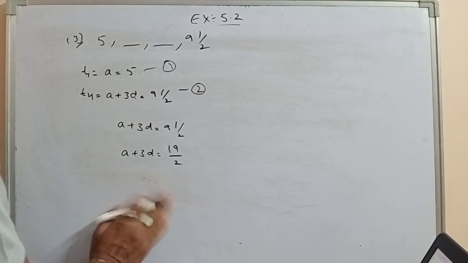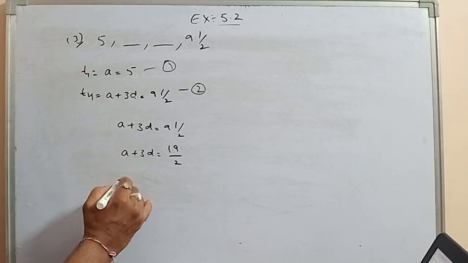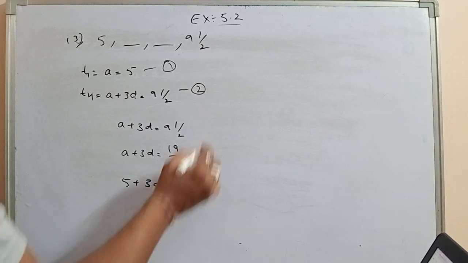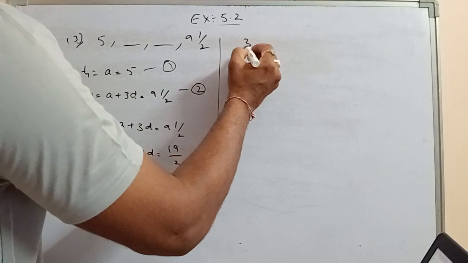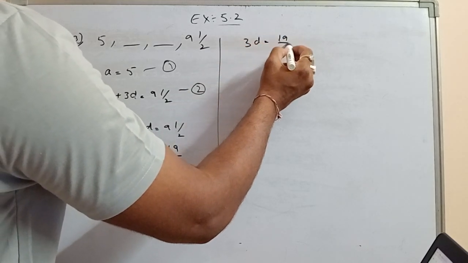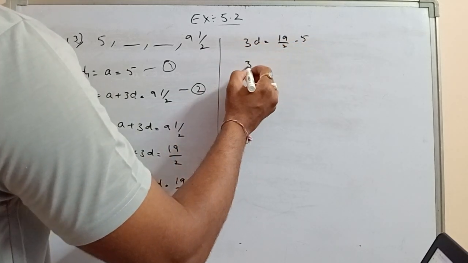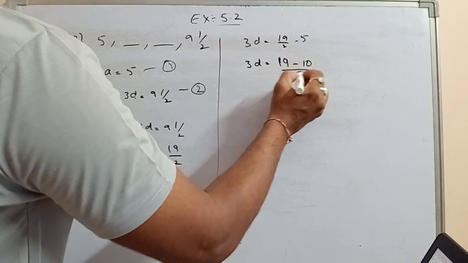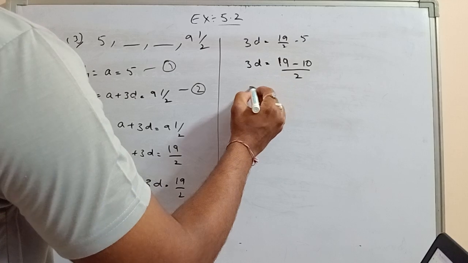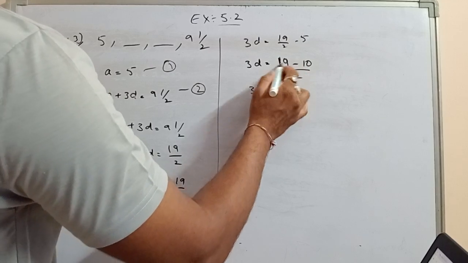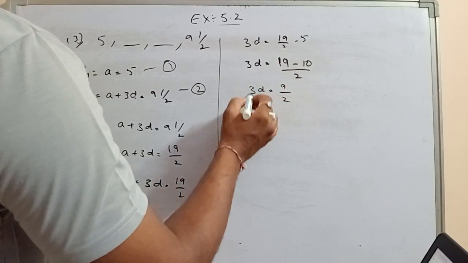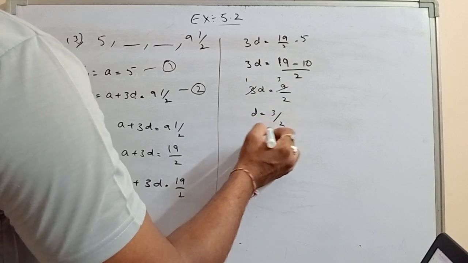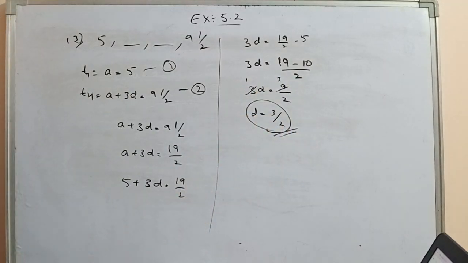So here the value of a, I am directly substituting, that is 5 plus 3d is equal to 19 by 2. So 3d is equal to 19 by 2 minus 5. So 3d will be 19 minus 10 by 2. Why? Because I am cross multiplying. So 3d will become 19 minus 10 is 9 by 2. Directly I am cancelling this. So the value of d will be 3 by 2.